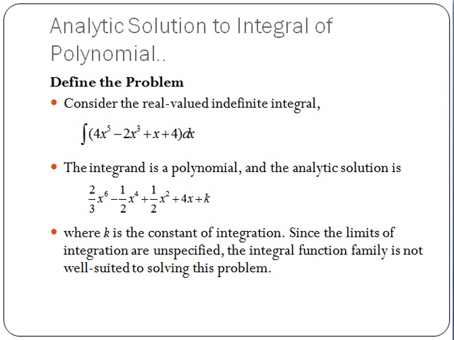Now as per our first step, that was define the problem, we are considering a real-valued indefinite integral, that is 4x to the power 5 minus 2x cube plus x plus 4, and we will integrate it with respect to x. Now the integrand is a polynomial, therefore the analytic solution will be 2 by 3 x to the power 6, and so on; we have done simply the integration, and here the k is for the constant of integration that is in the integration rule. Since the limits of the integration are unspecified, we do not know the limits, therefore the integral function family is not well suited to solve this problem.